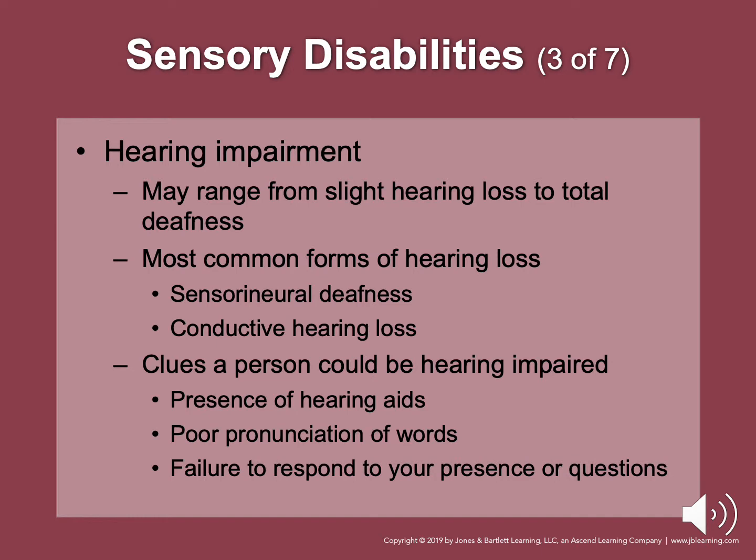One of the most common forms of hearing loss is sensorineural deafness, which results from nerve damage and may be caused by a lesion or damage to the inner ear. Elderly persons will have some degree of sensorineural hearing loss. Conductive hearing loss, faulty transmission of sound waves, can occur with an accumulation of wax within the ear canal or a perforated eardrum. Clues that a person could be hearing impaired: presence of hearing aids, poor pronunciation of words, and failure to respond to your presence or question.